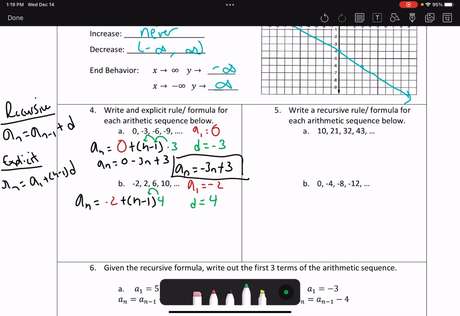I can distribute the 4 inside the parentheses now. So a sub n equals negative 2 plus 4n minus 4. Combine like terms. So this simplifies to a sub n is equal to 4n minus 6.